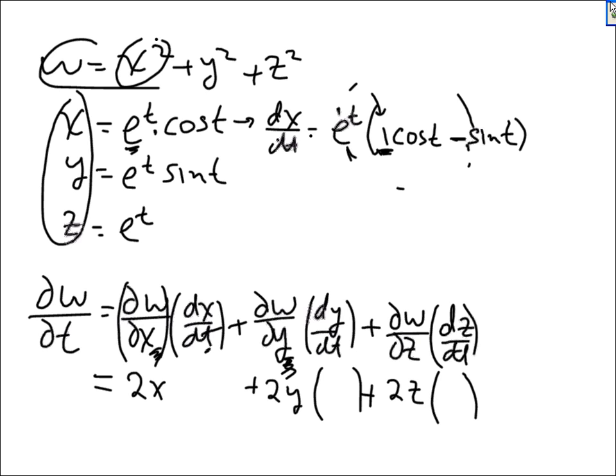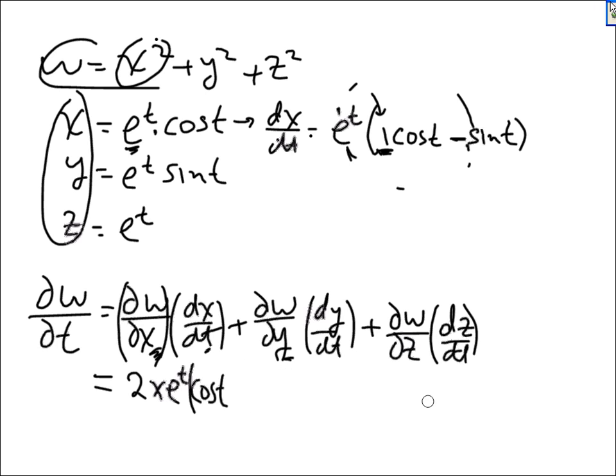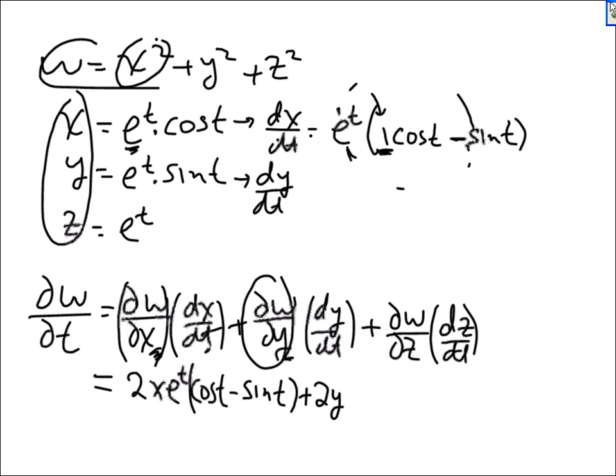You get 2x times e to the t times cosine t minus sine t, plus partial of w with respect to y is 2y times dy dt. But this is going to be very similar. Still a product, and one of the factors is e to the t. So first you write down the second factor plus the derivative of the second factor.